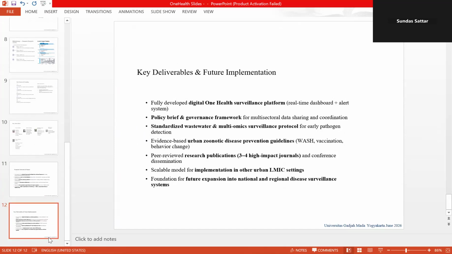Key deliverables and future implementation. The final deliverables include digital One Health surveillance platforms, real-time dashboards, and alert systems, policy recommendations for multi-sectoral coordination, standardized protocols for wastewater and multi-omic surveillance, and scientific publications, scalable models that can be applied in other urban settings globally, and conference presentations.